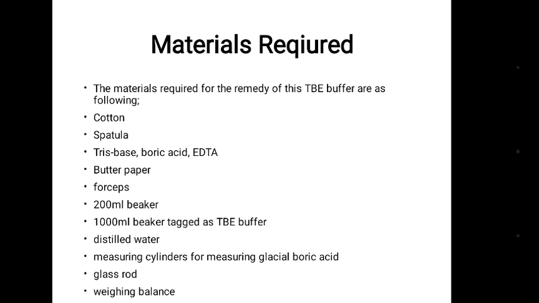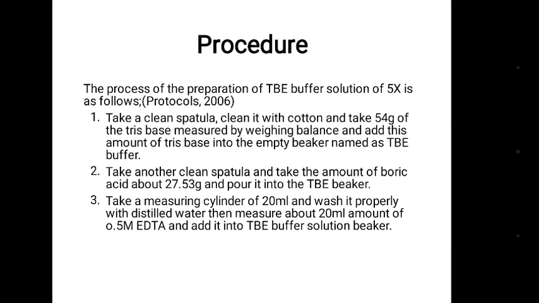First of all, we will discuss the materials required: cotton, spatula, tris base, boric acid, EDTA, butter paper, forceps, 200 ml beaker, 100 ml beaker, 1000 ml beaker, tagged as TBE buffer, distilled water, measuring cylinders for measuring glacial boric acid, glass rod, weighing balance. Next is the procedure. The process of preparation for about 5x of TBE buffer.